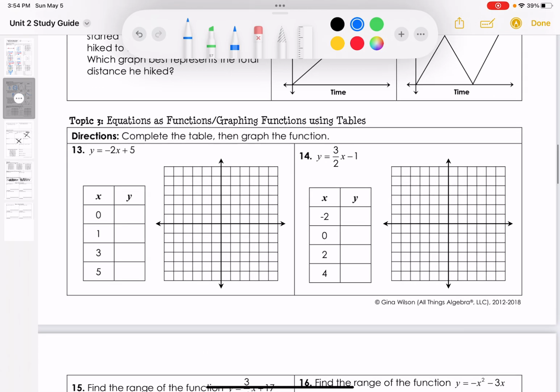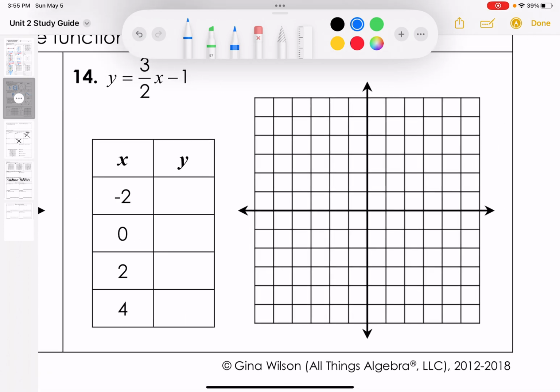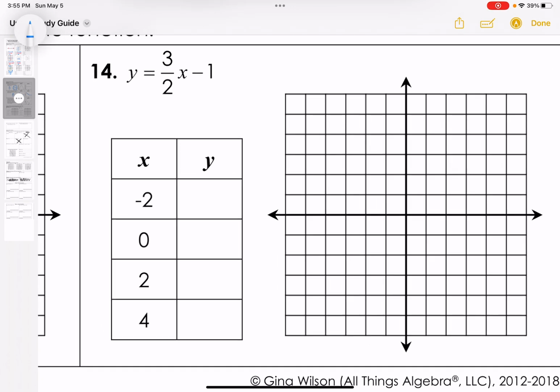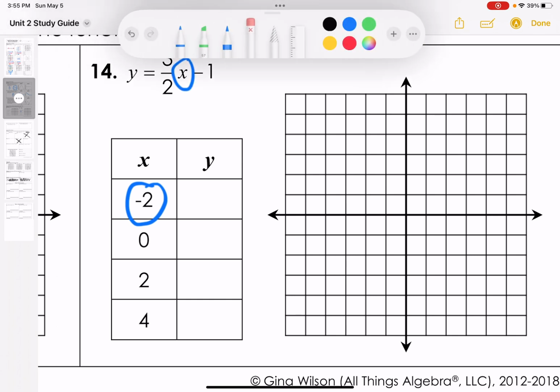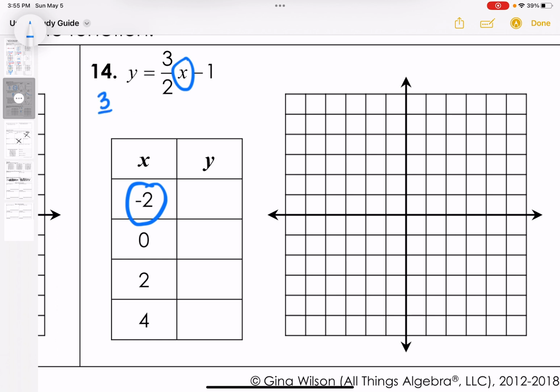Looking at topic 3, we are graphing functions using tables. So they give us the x values, and we have to find the y values. So we're going to be doing number 14 because there's a fraction, and I know how y'all feel about fractions. So we have y equals 3 over 2x minus 1. So I'm going to be taking these x values and plugging them in for x in my calculator. So it's going to look like this when you plug it in.